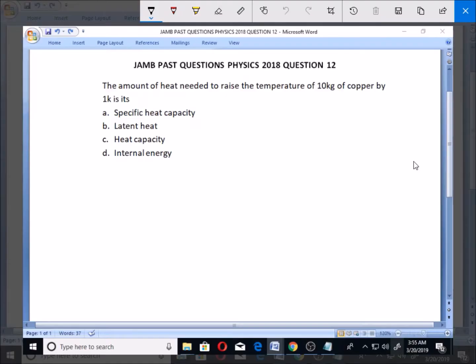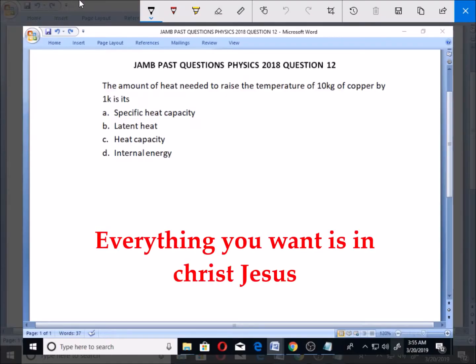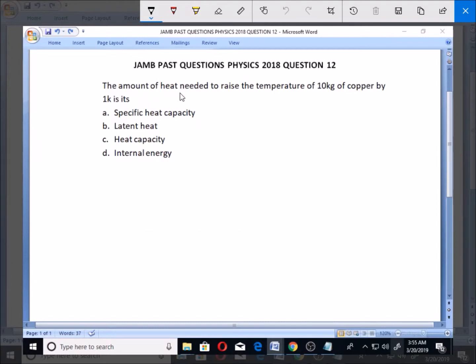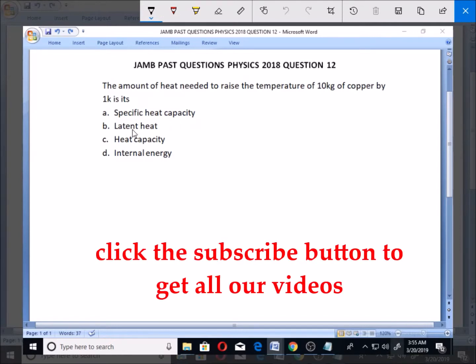This is question number 12 for JAMB Past Question Physics 2018. The amount of heat needed to raise the temperature of 10 kilogram of copper by 1 Kelvin is its: A. Specific heat capacity, B. Latent heat, C. Heat capacity, D. Internal energy.